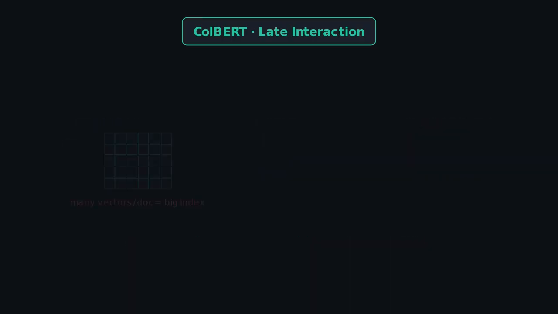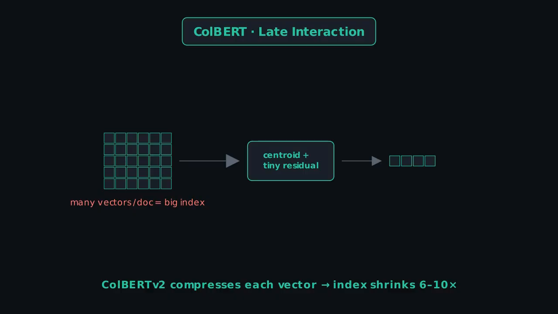Its one real cost is storage, many vectors per document, which ColBERT v2 tackles by compressing each token vector down to a centroid plus a tiny residual, shrinking the index 6 to 10 times.